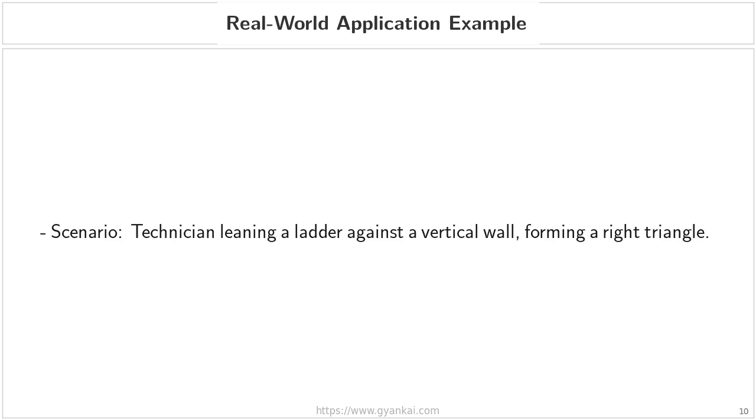Real-world application example. Now that we have mastered the theoretical definitions of these reciprocal and quotient identities, let's see how we can apply them to a practical, real-world problem. Imagine a technician who is leaning a ladder against a vertical wall. This setup naturally forms a right-angled triangle, where the wall and the ground meet at a 90-degree angle.